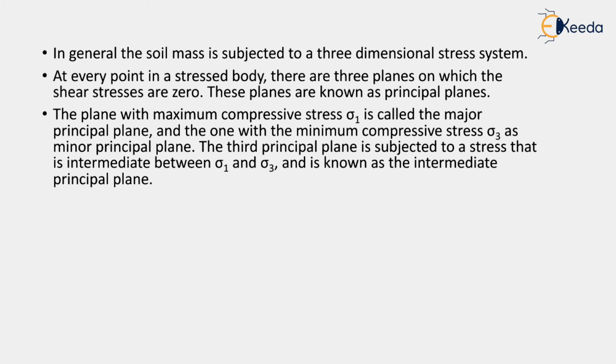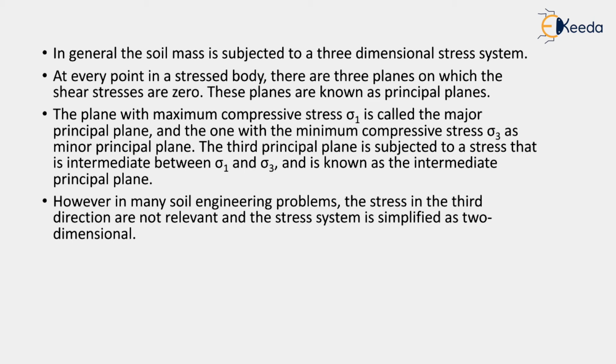The plane with maximum compressive stress, sigma 1, is called the major principal plane, and the one with the minimum compressive stress, that is sigma 3, as minor principal plane. The third principal plane is subjected to a stress that is intermediate between sigma 1 and sigma 3 and is known as the intermediate principal plane.